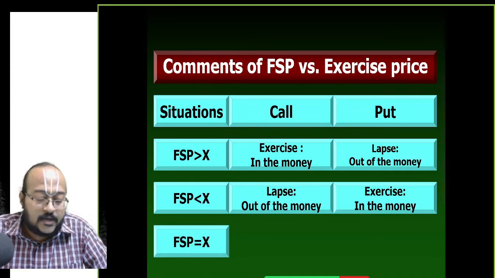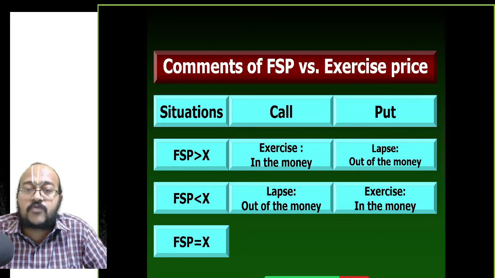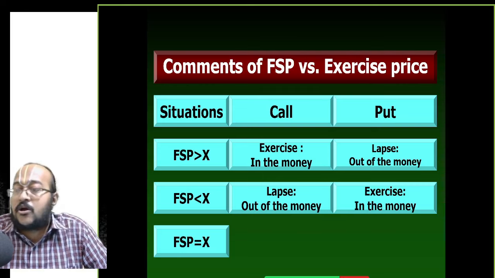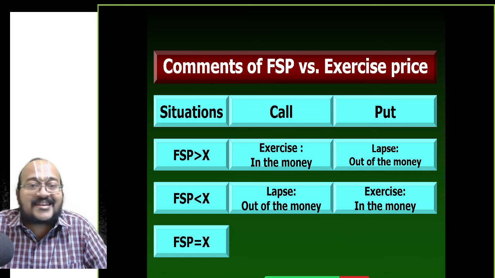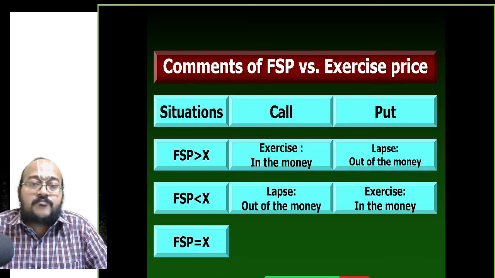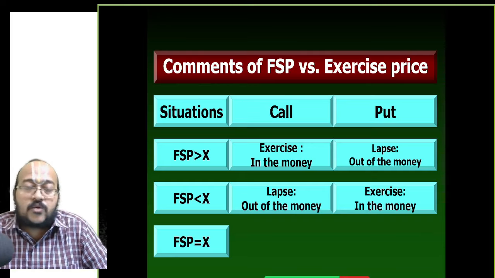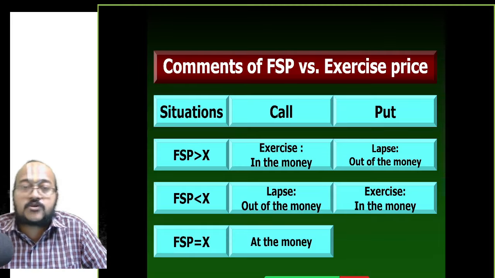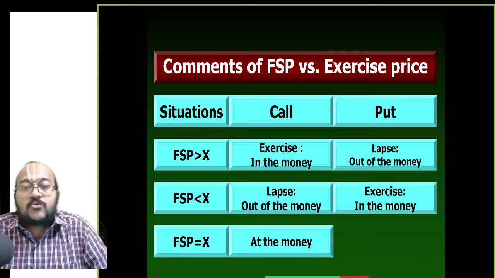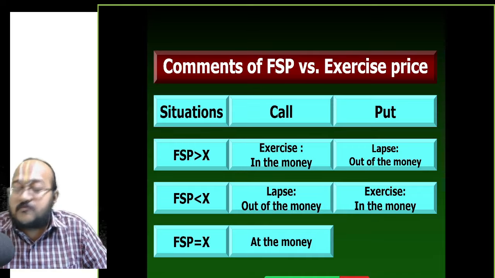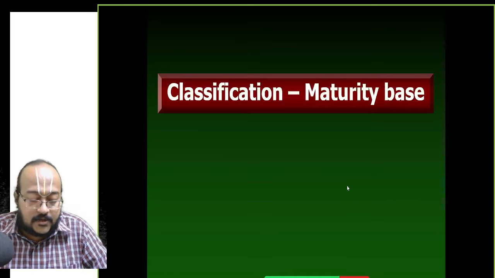This is the second. Then, future spot price is equal to strike price, which means on the date of maturity, you see that the spot price, the share price, is exactly the same as the strike price. Which means you will either exercise or let it lapse. You are indifferent. This is called at the money. It is trading at exactly the same price, so it is not favorable or unfavorable. This is clear till now.